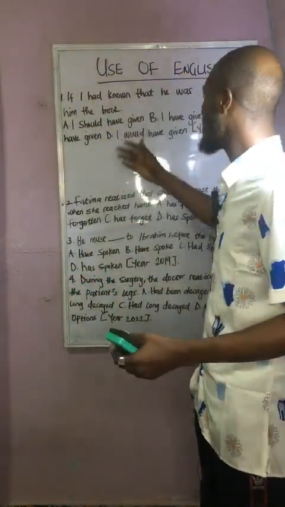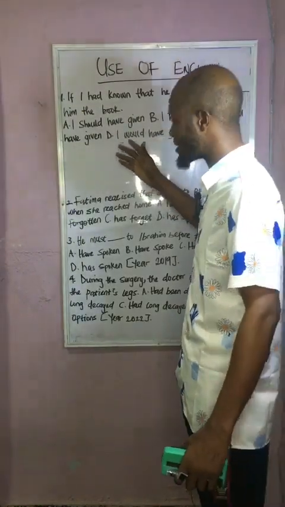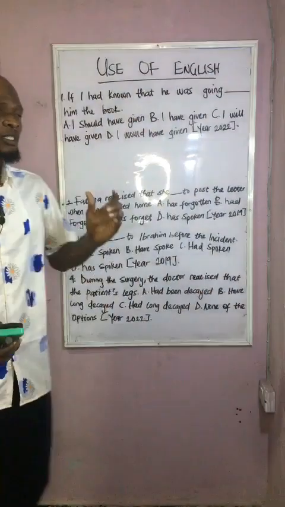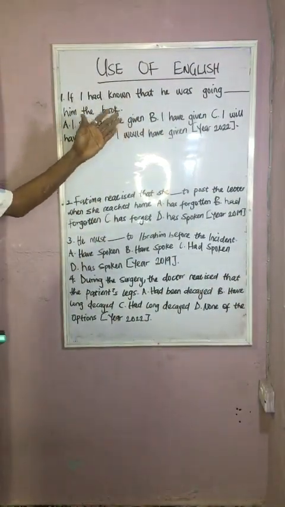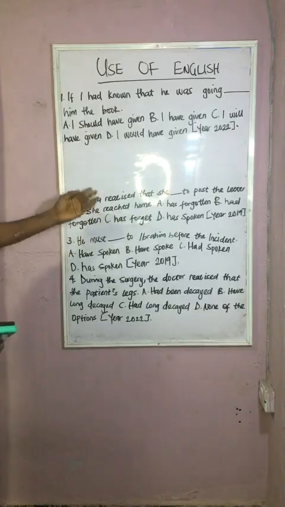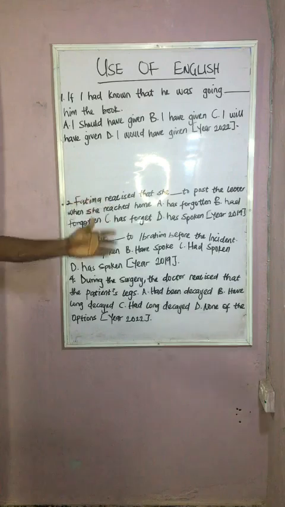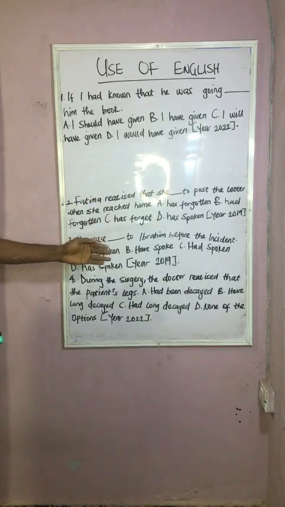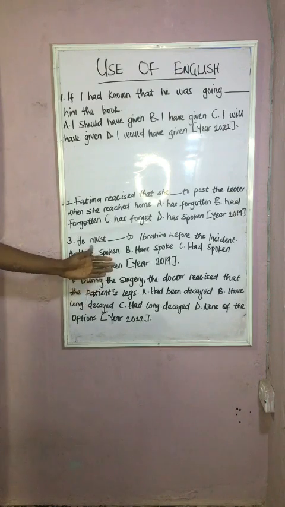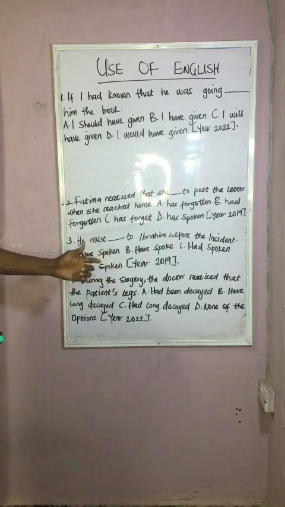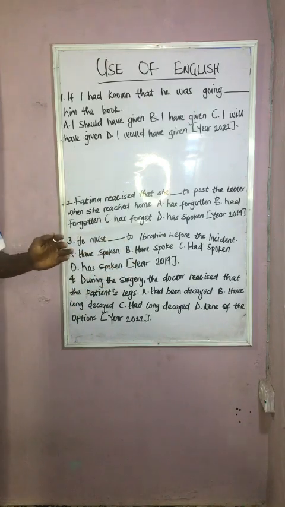If you look at the board, these are sample questions from JAMB 2019 as well as JAMB 2021. First: If I had known that it was going dash in the book. Second: Fatima realized that she dashed to post the letter when she reached home. Third: He must dash to Ibrahim before the incident. And lastly: During the surgery, the doctor realized that the patient's legs dash.